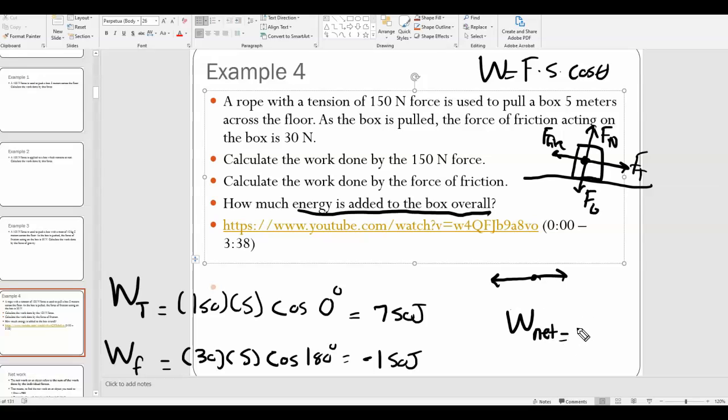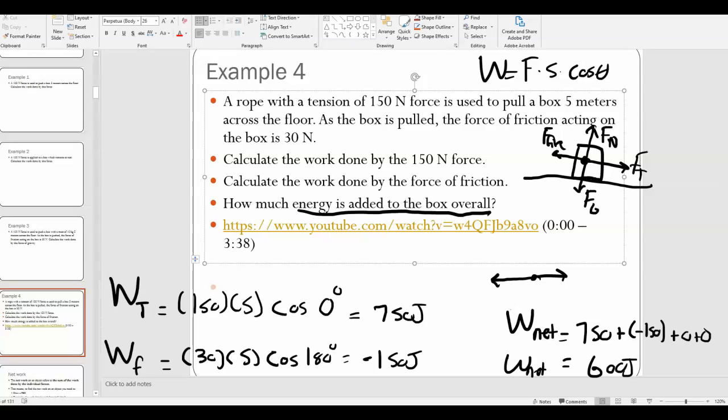So the rope is adding energy to the object, 750 joules. Friction is removing energy, that's negative 150 joules. Gravity and normal force do no work. So the answer to the last question is 600 joules. And so we would say the net work done on the box is 600 joules. So in other words, when everything is all said and done, even though friction is taking energy out of the box, overall energy is still being added on the whole.